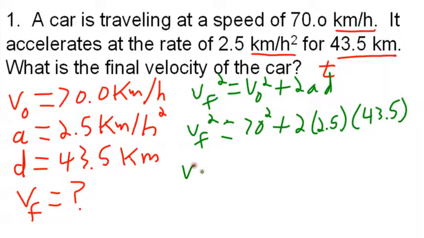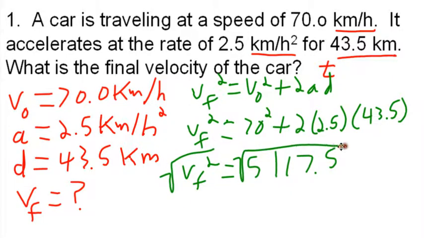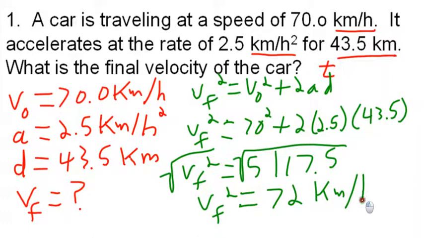So we should get Vf squared is equal to 5117.5. We take the square root of both sides, and we should get Vf is equal to, this should end up being 72 kilometers per hour, and that's with two significant figures. Our significant figures are determined by the 2.5 in this particular case. We have 3 and 3 and then 2, so our final answer must have 2.